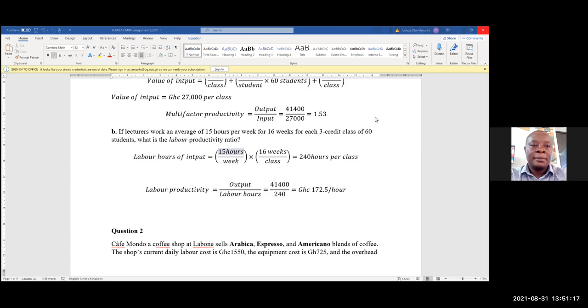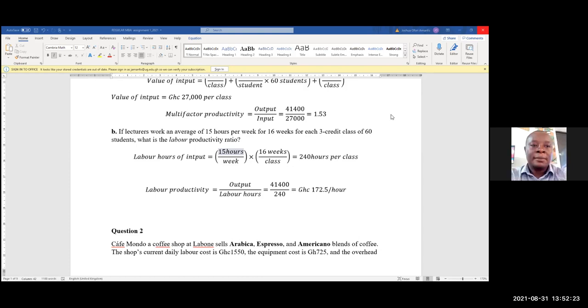Is that okay? You don't need the 60 students here because a class is made of 60 students. You're not interested in how many hours are spent per student, it's just for the class. You don't have to multiply it by the 60 or by the number of credit hours. We are interested in the labor input. So you multiply the 15 hours per week by the number of weeks, and that gives you 240 hours per class. You divide your output by the labor hours, and the answer is 172.5 per hour. Do we understand? Can we go on?